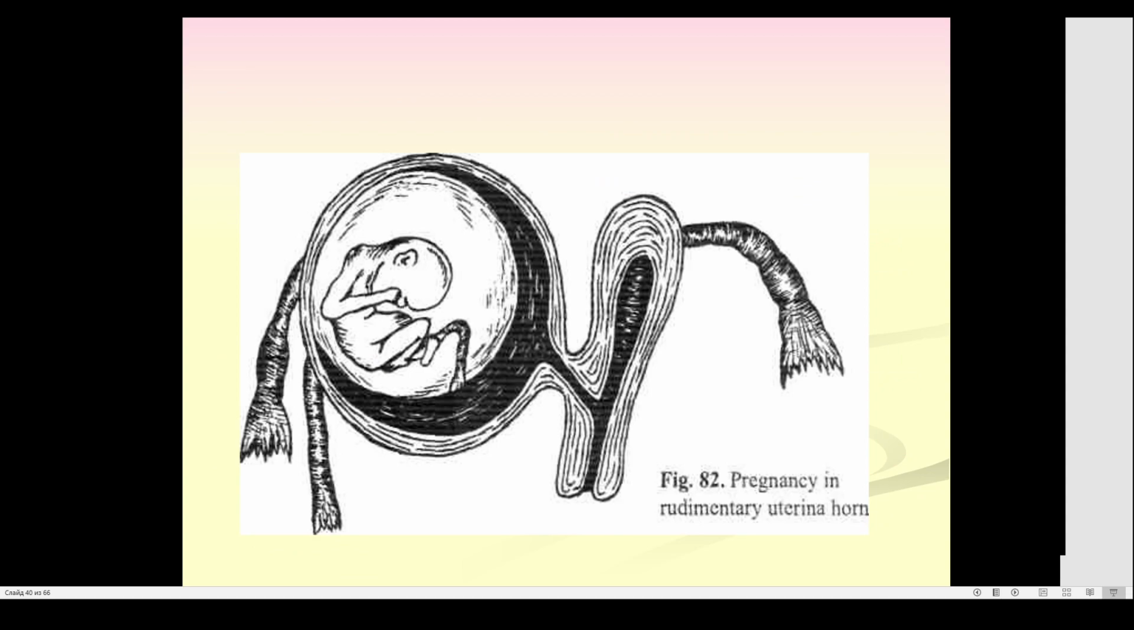In this picture you can see ectopic pregnancy in an additional horn, in a rudimentary uterine horn. In this situation, of course, only surgical treatment is used, when we remove this rudimentary horn.